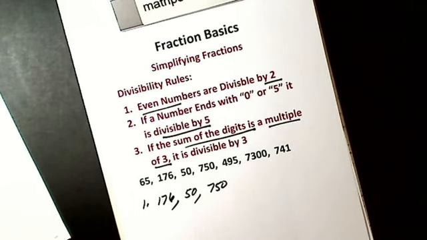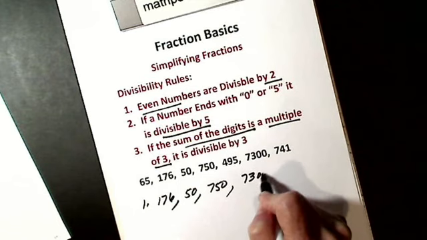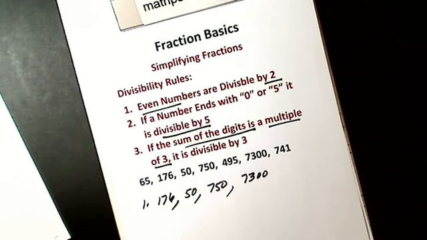495, is that divisible by 2? No. Is 7,300 divisible by 2? Yes. Is 741 divisible by 2? No. So these are my numbers divisible by 2.